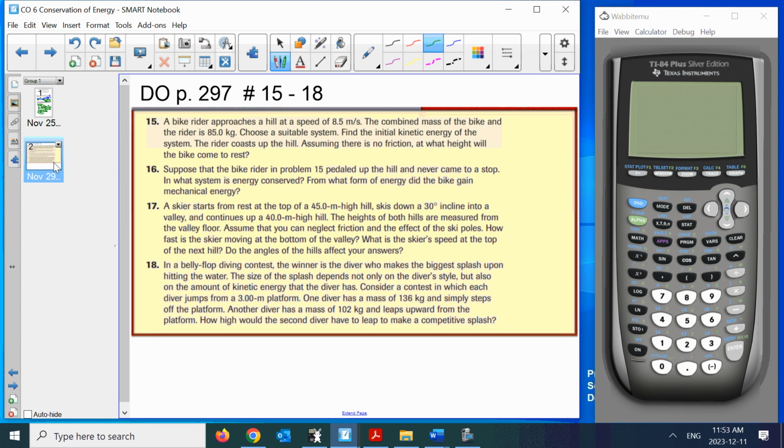No better way to learn than by doing. You guys are going to try these questions from the textbook, but I have them right on the sheet, so no need to dig it up. 15 through 18. And it's awesome because we don't have to use sines and cosines.